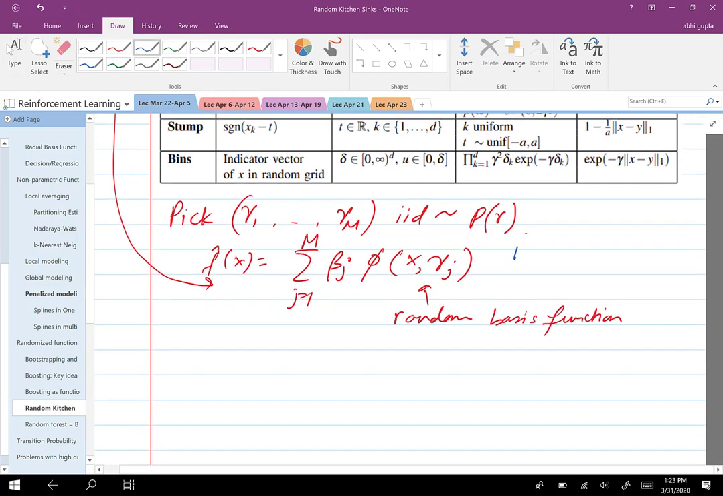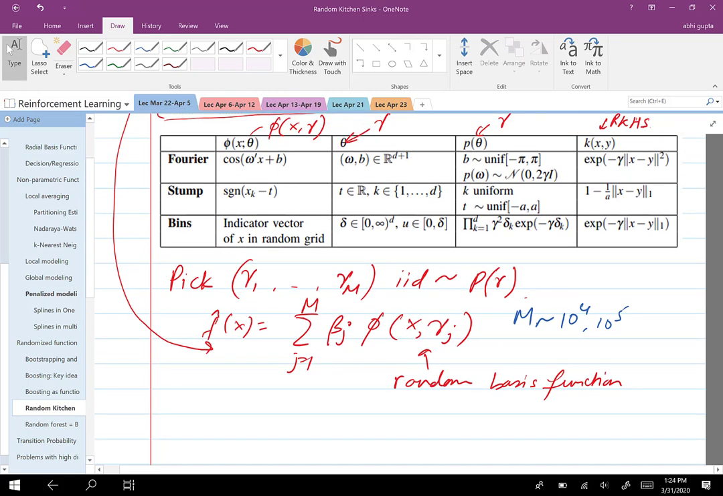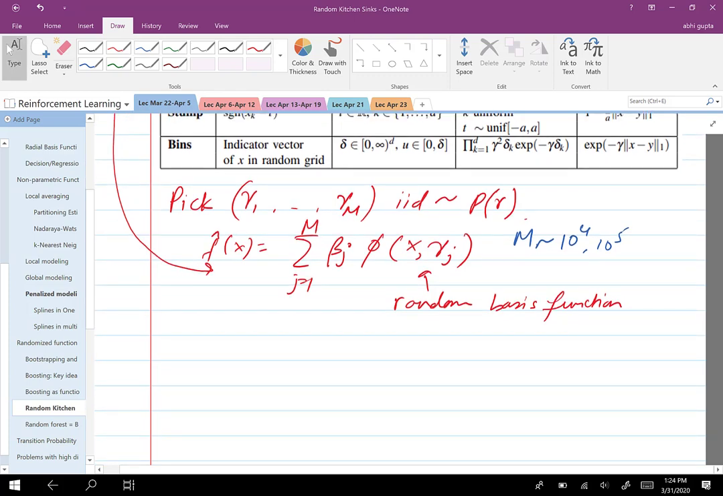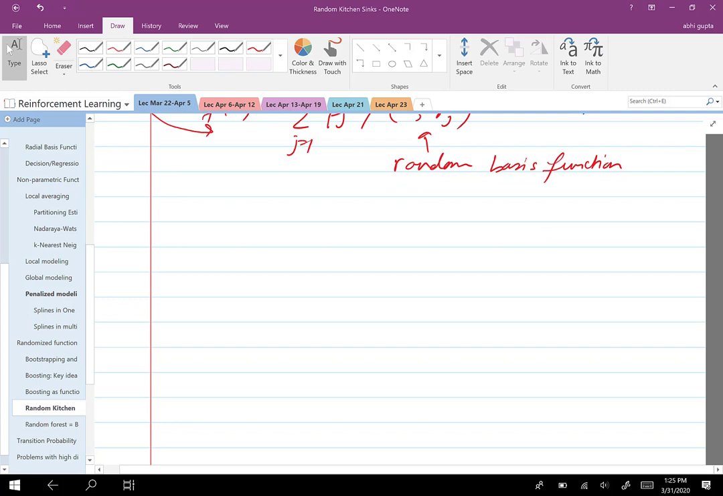Now here the M is of the order of 10 raised to 4 or 10 raised to 5. So the number of random functions that you have to pick is very, very large in comparison to what you would otherwise do in boosting or bagging. So for three different basis functions phi, one is the cos function, the other one is the shifted sine function, which is called a stump, and then some other function called bins. So what's the main theorem, what's the kind of result we get for this class of randomized function approximators? P is the distribution over gamma.